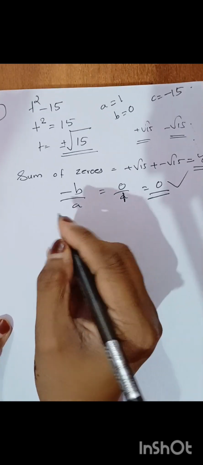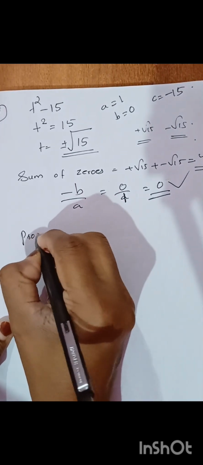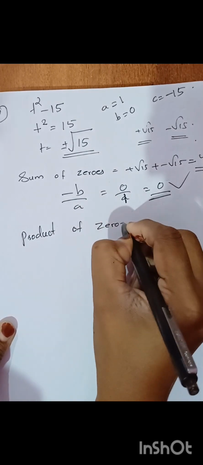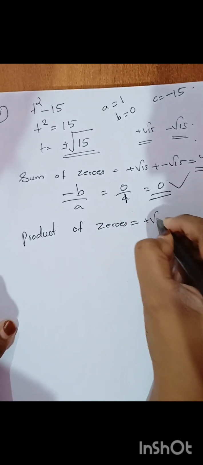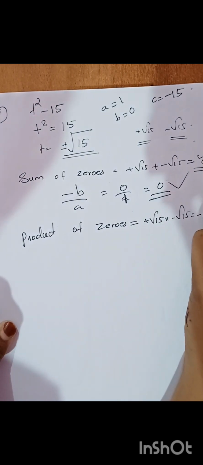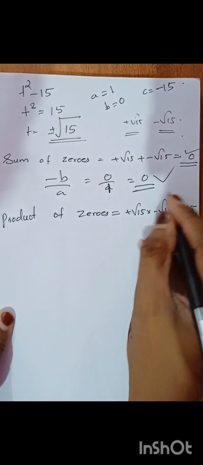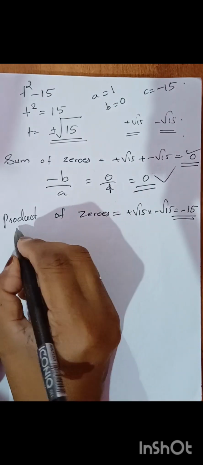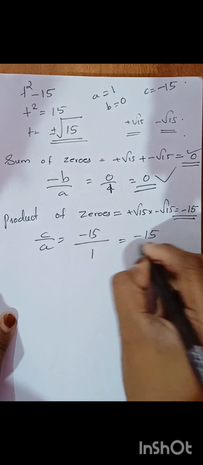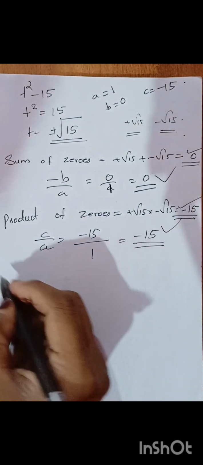And what about the product? Product of zeros is equal to plus root 15 into minus root 15. Answer is negative 15. Then we can check the product of zeros equation is c by a. c here is minus 15, minus 15 by a, which is 1. Answer is minus 15. Both the answers are right.